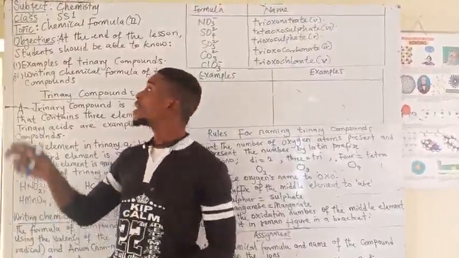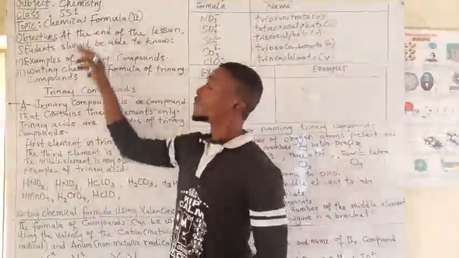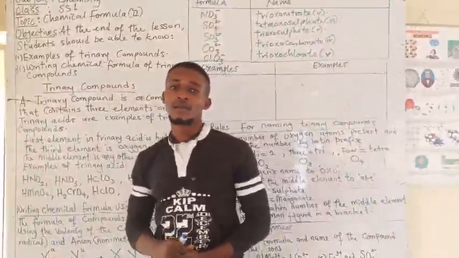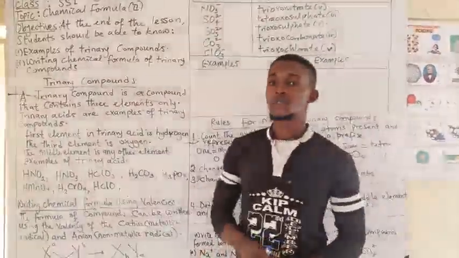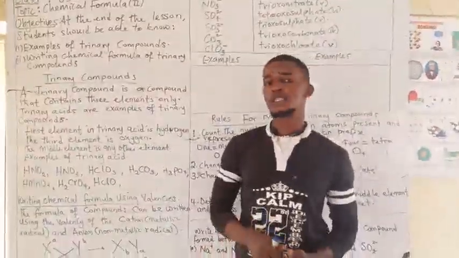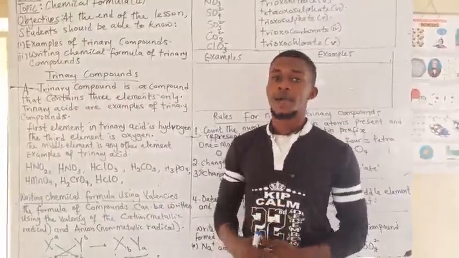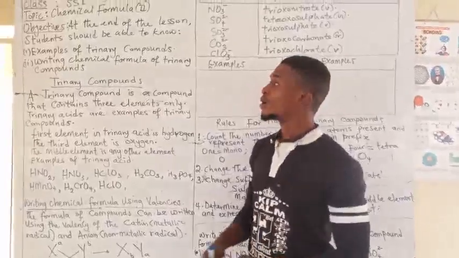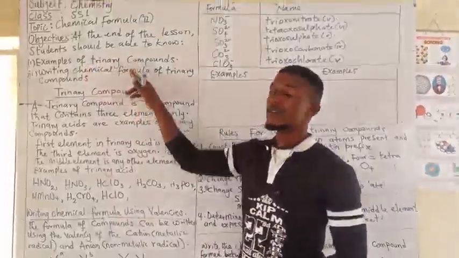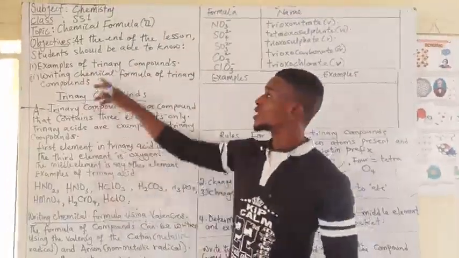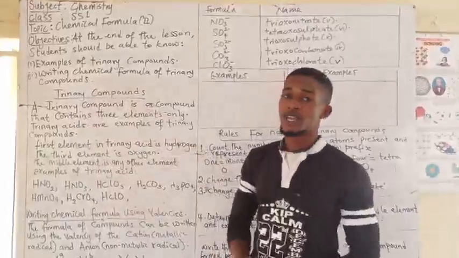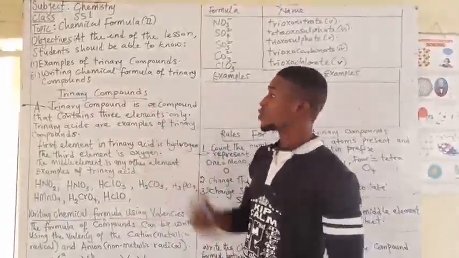Now, our topic today is chemical formula, part two. In part one, we talked about chemical formula and looked specifically at binary compounds and how to name and form them. In this class, we'll be looking at examples of trinary compounds and how to write the chemical formulas of trinary compounds. Now let's go into the topic.